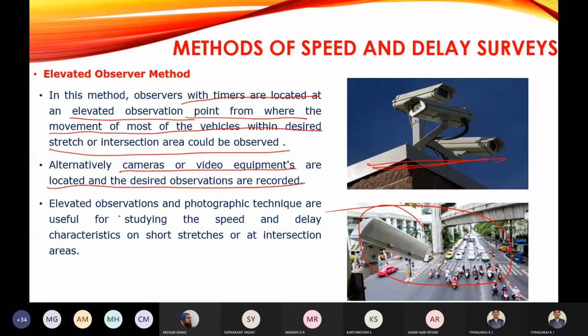Then elevated observations and photographic techniques are useful for studying speed and delay characteristics on a short stretch or at the intersection.